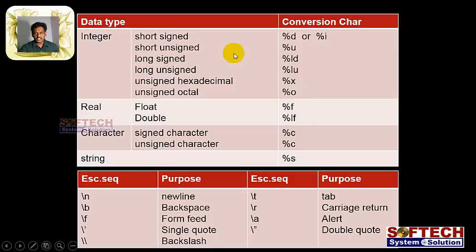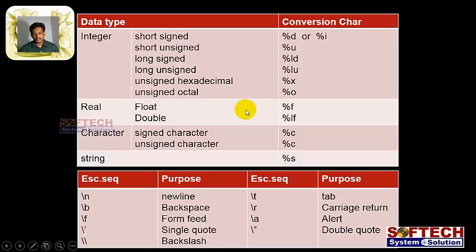So these are the conversion characters for different data types. For short integer, you can give %d or %i. For short unsigned integer, we use %u. For long signed integer, %ld. Long unsigned integer, %lu. Unsigned hexadecimal integer, %x. Unsigned octal integer, %o. This is the conversion character for the different types of integer.